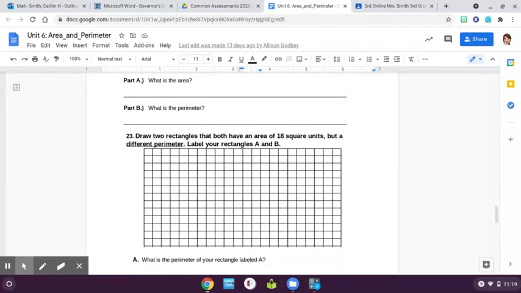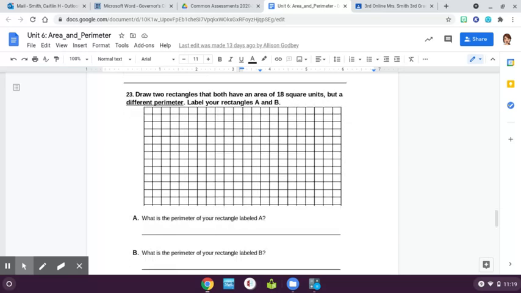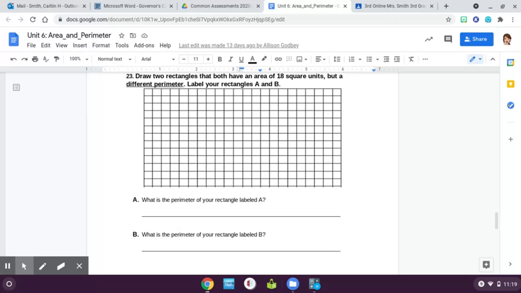Question 23. Draw two rectangles that both have an area of 18 square units, but a different perimeter. Label them A and B. I'm not sure if you can do this on Mastery Connect, if it will let you. If it won't let you, it's okay to skip that one. If it will let you, you're simply going to draw two rectangles. So you have to think about what two things you can multiply to get 18. Those are going to be the length and width of your sides.